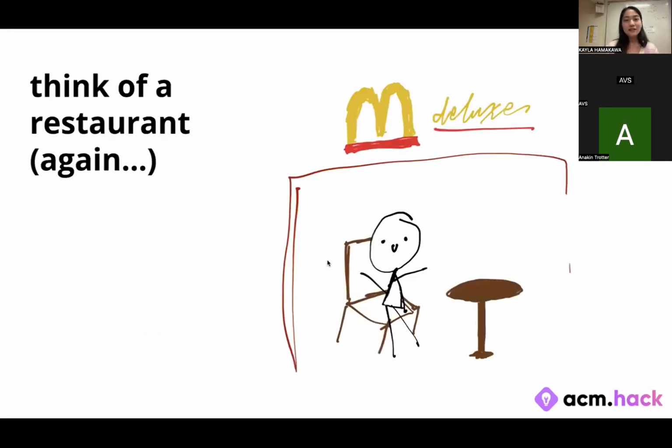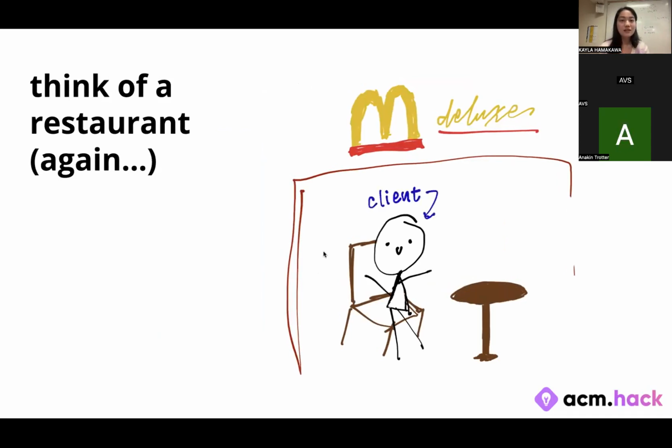And so for this restaurant analogy, imagine you are this person who came to McDonald's Deluxe, and it's Deluxe because this is a sit-down restaurant for our analogy. You came to McDonald's Deluxe because you obviously want something. You want to order food and get food. And so in this analogy, you are the client.